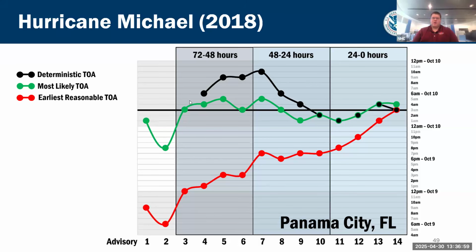The earliest reasonable always was early enough to where there was no risk. It never was later than that 3 a.m. time frame, where the deterministic was a little later in the 2 to 3 day forecast period. But once we got in between about a day and a half, it really did begin to hone in on that earlier time frame. So this is an example where the most likely actually worked out well. But if you had no risk tolerance, the earliest reasonable was the way to go.